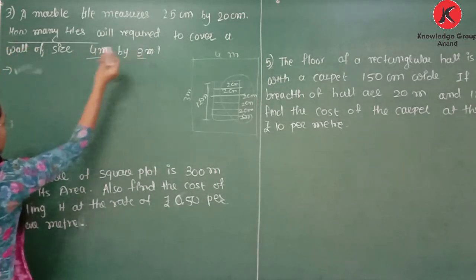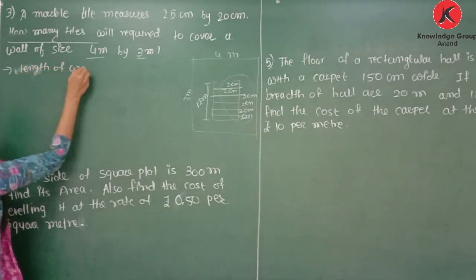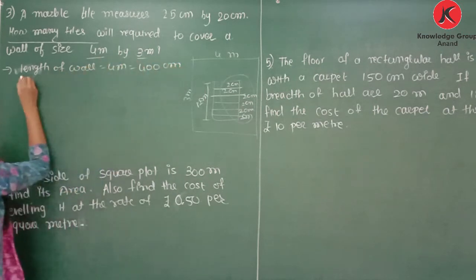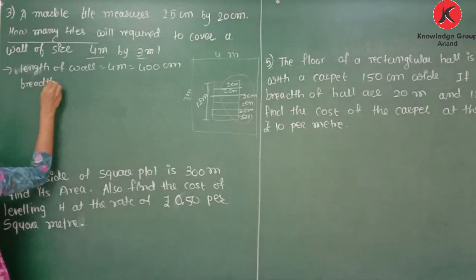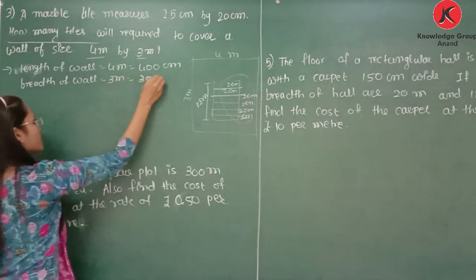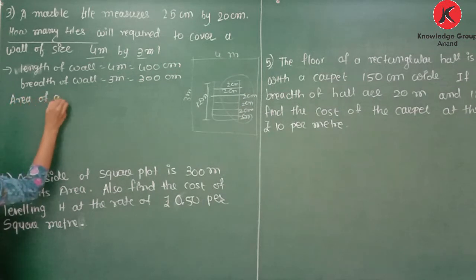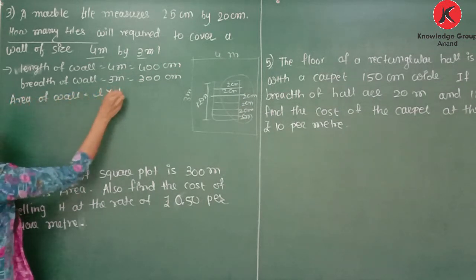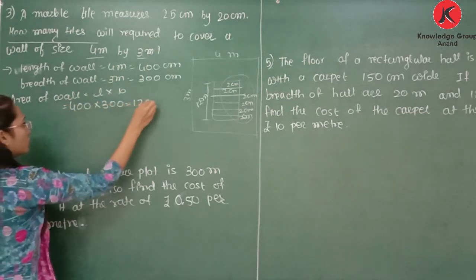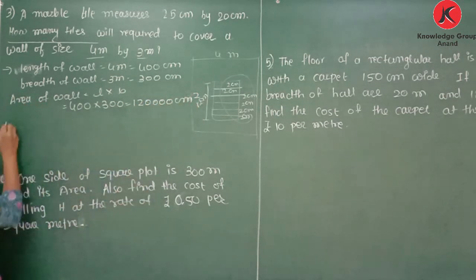First we convert this meter into centimeters. So length of wall, that is 4 meter, is equal to 400 centimeter, and breadth of wall, that is 3 meter, is equal to 300 centimeter. Now area of wall, that is L multiplied B. So 400 multiplied 300 centimeter square.